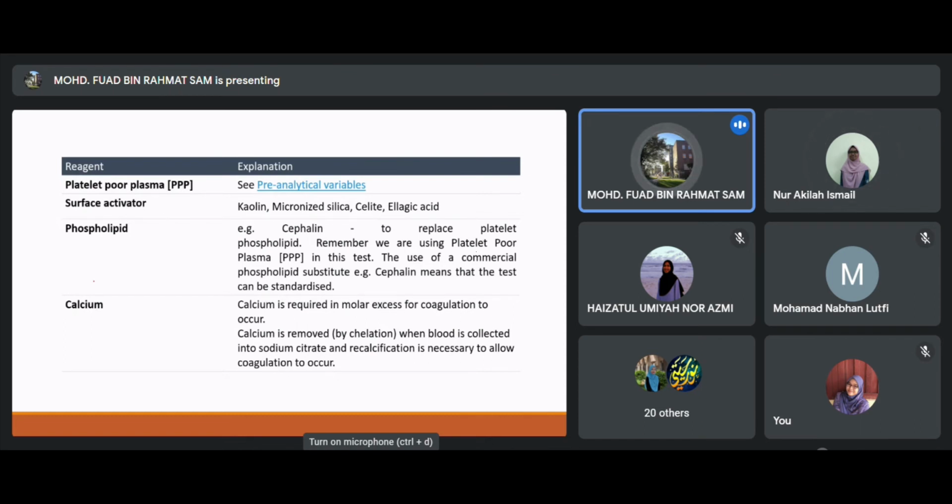Ada. Okay, ada. But is there any surface activator used in measuring the PT time? Tak ada. Okay, tak ada. Okay, I highlight this because at the end we can know the differences between the PT and APTT. It's not only about measuring what kind of pathway, it also involves the reagents that have been used in order to measure the time.